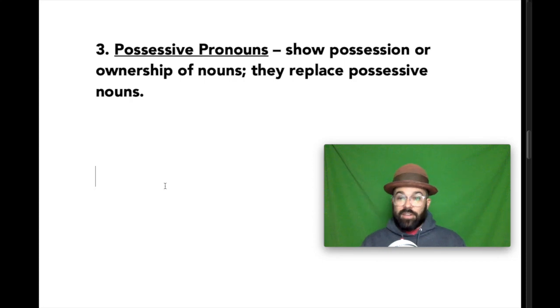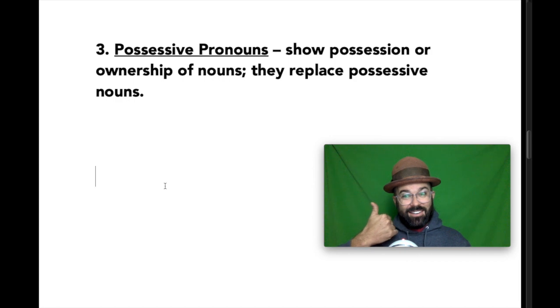First, a definition. Possessive pronouns show possession or ownership of nouns: things, persons, places, ideas. Since pronouns replace nouns, these pronouns would really replace possessive nouns, those nouns with apostrophe S's. We'll look at those again a little bit in the other section. But go ahead and write this definition down. Did you do it? Now let's look at some examples.